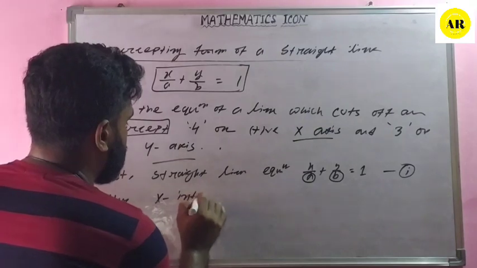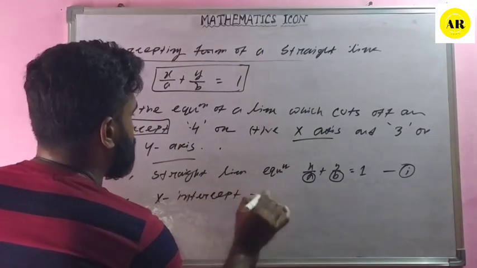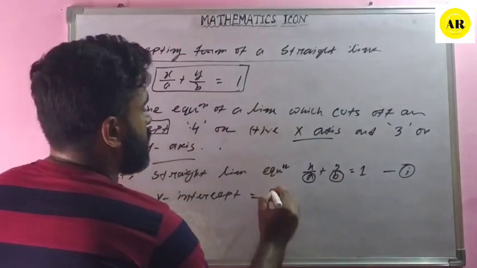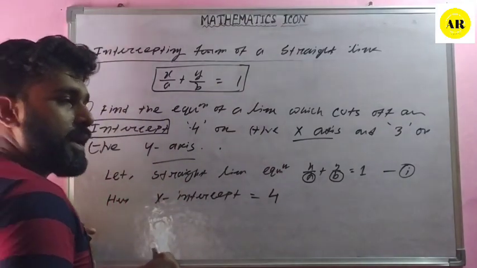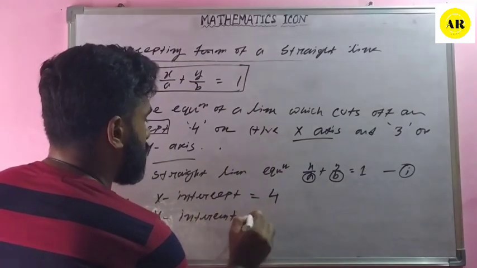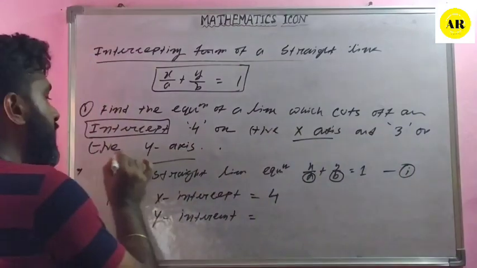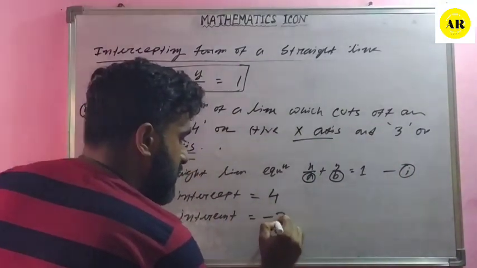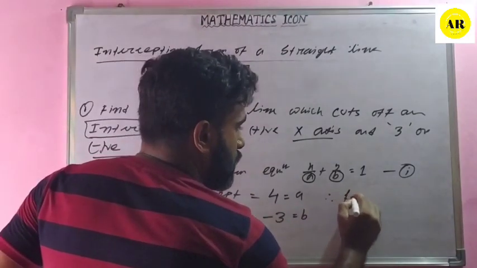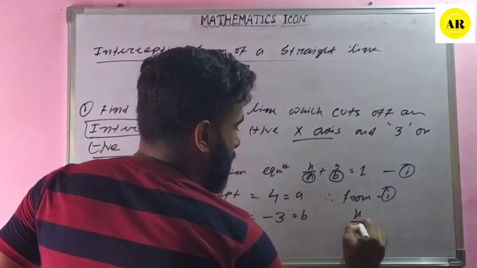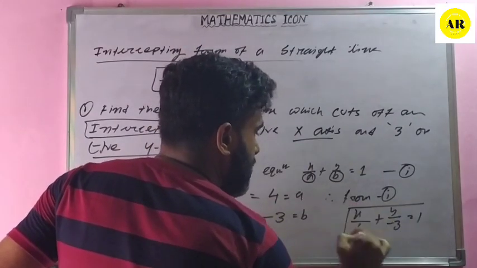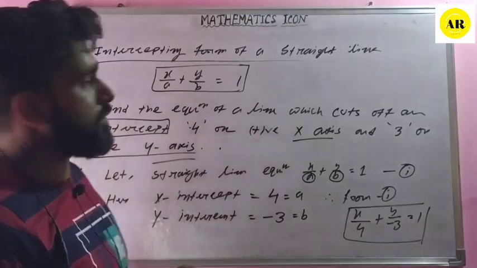Okay, so here x intercept equals to intercept 4 on positive x axis, that means plus 4. x intercept here is plus 4. y intercept is how much? y intercept here is 3 on negative y axis, that means -3. So this is the value of a, this is the value of b. So from 1, x by 4 plus y by -3 equals to 1. This is the required straight line equation.